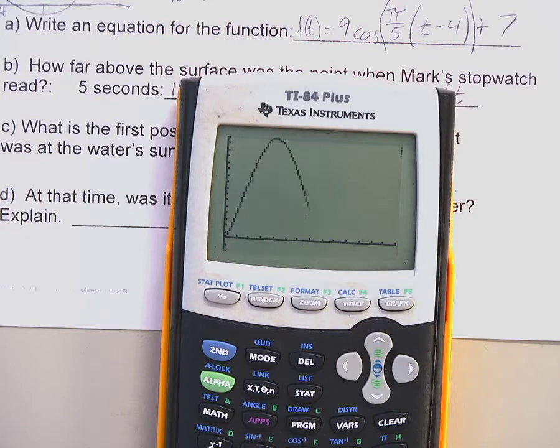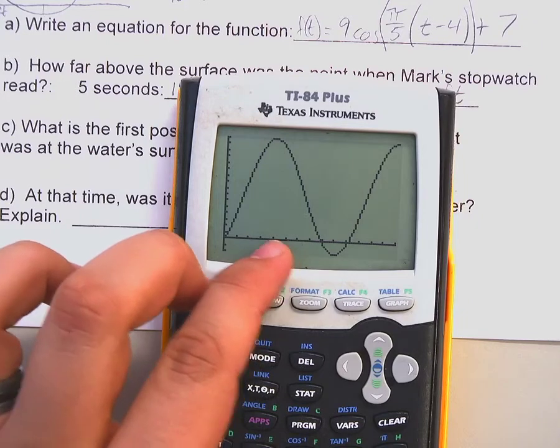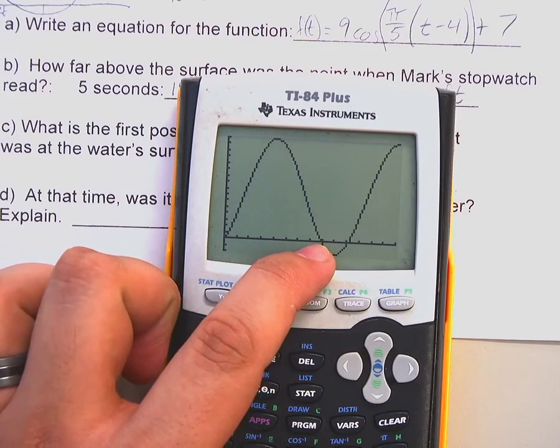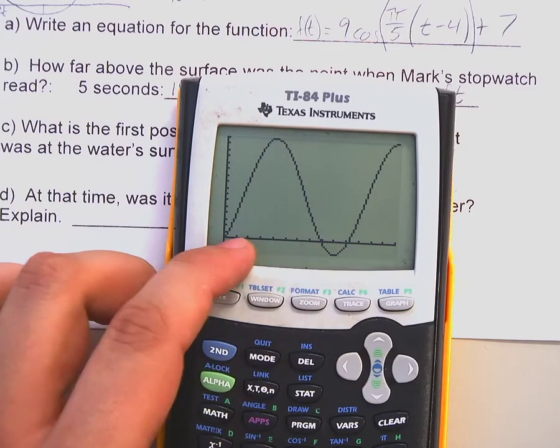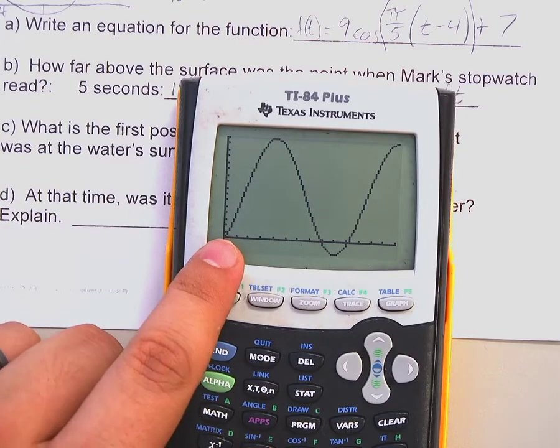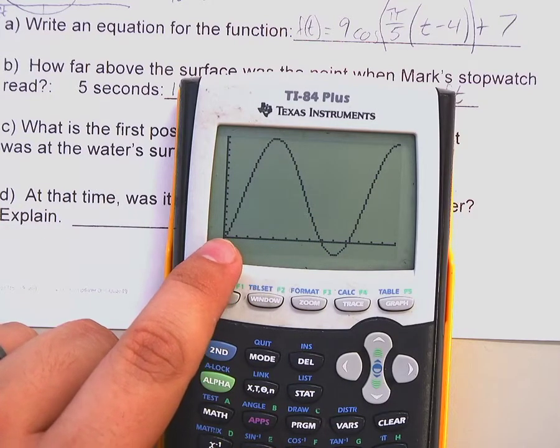And it wants to know what was the first positive value of time at which the point was at the water's surface? So the first time it dips into the surface is going to be right here. Right? Now this is after he started recording. Did it dip in back here, though, is the other question we need to answer. Did it dip in back here?